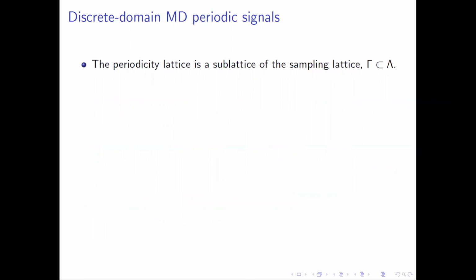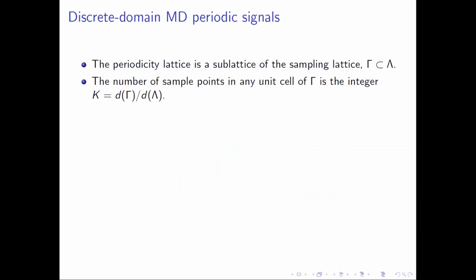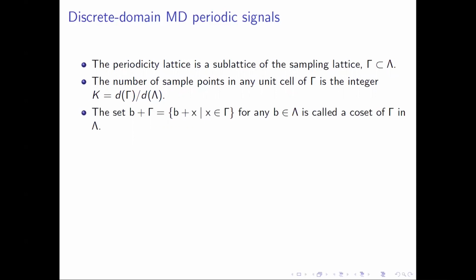As I just stated, the periodicity lattice of a discrete domain periodic signal must be a sublattice of the sampling lattice. One period of the periodic signal contains k samples, where k is an integer that is the ratio of the lattice determinants. The set obtained by shifting the periodicity lattice by any element b of the sampling lattice is called a coset of gamma in lambda. Any two cosets are either identical or disjoint. The number of distinct cosets is k, and the lattice lambda is the disjoint union of these k cosets.